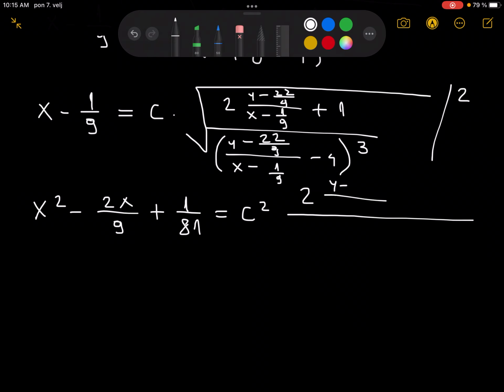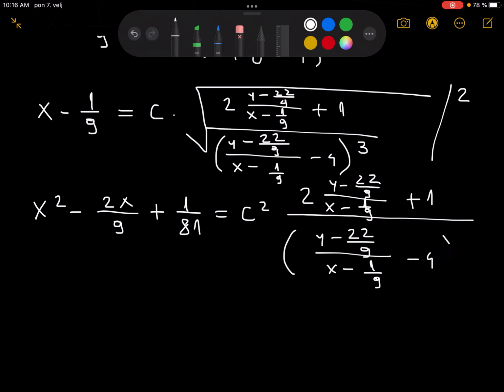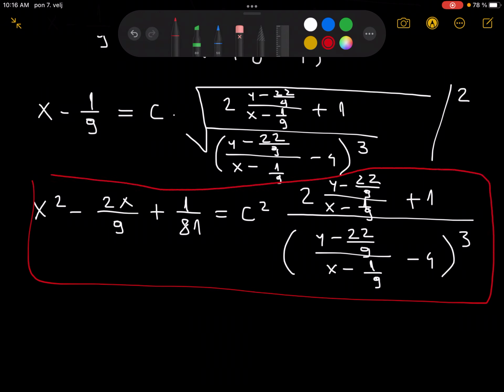I'm just going to rewrite it like this, and although it isn't a pretty solution, it can be made to look more pretty. All you need to do is a little bit of algebraic manipulation, and you'll get it. You can let me know about exactly what you get in the comments down below. As far as the differential equation part goes, this is solved.